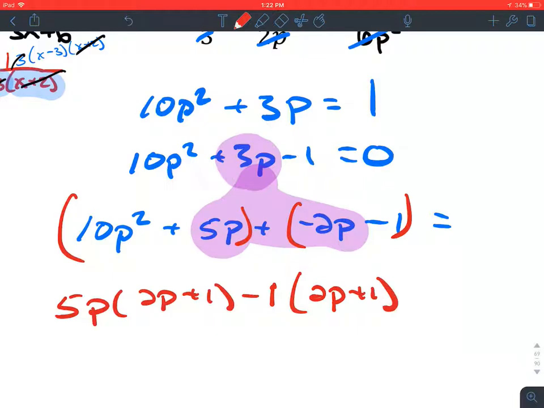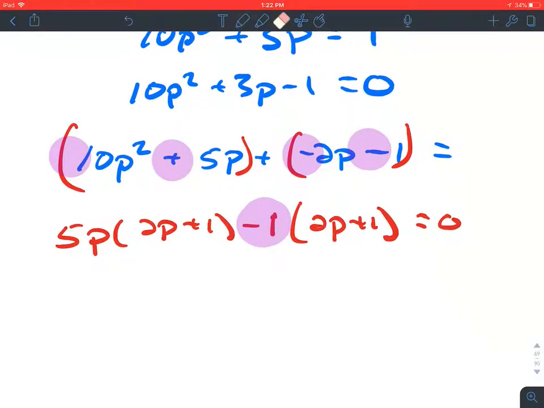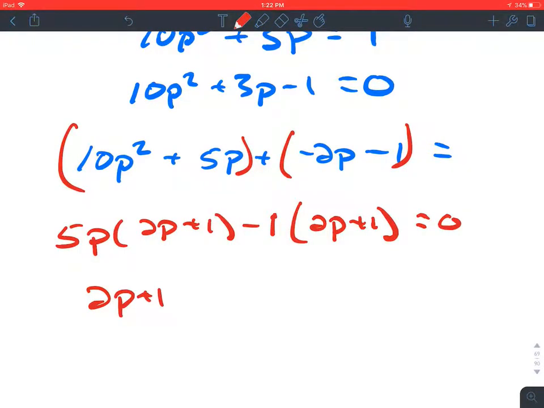Notice that the signs were different in the two different binomials. It's plus, plus, this is minus, minus. So I want to make sure I pull a negative out to the front of this so they have the same signs. Then the binomials 2p plus 1 are the same. Pull that out to the front, left with the 5p minus 1.